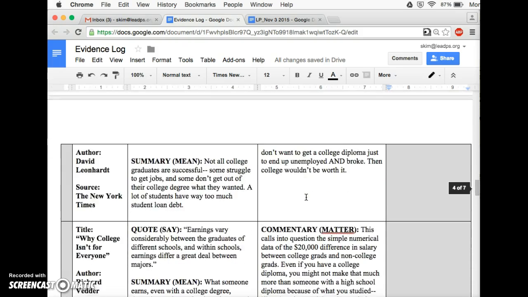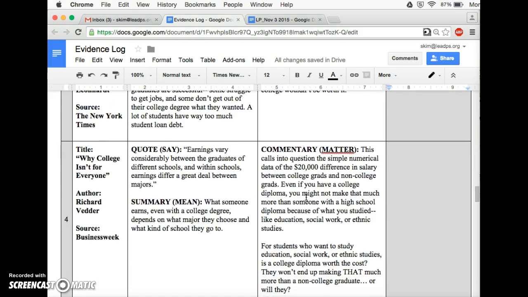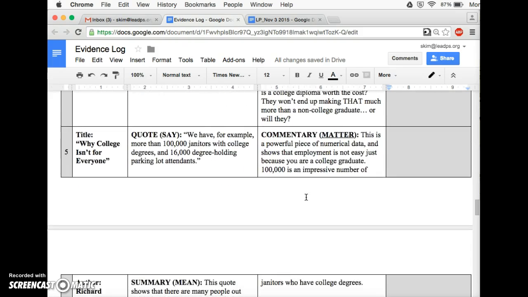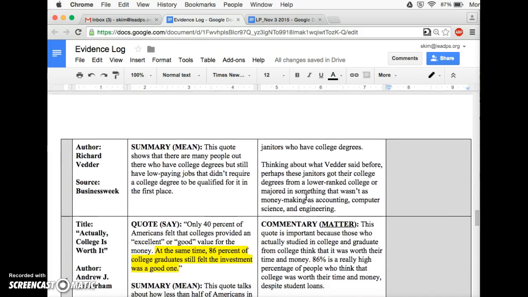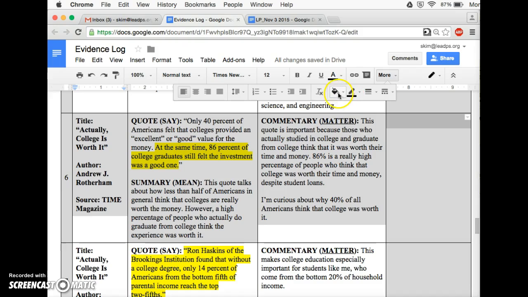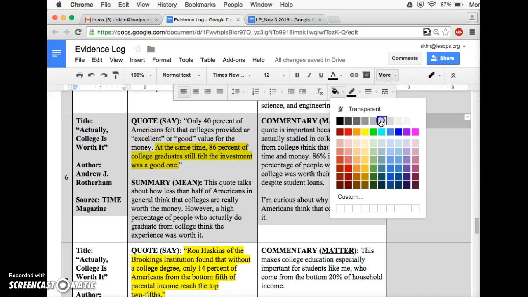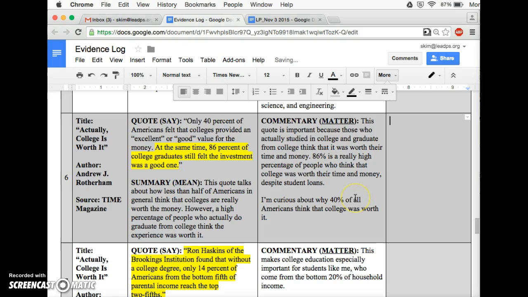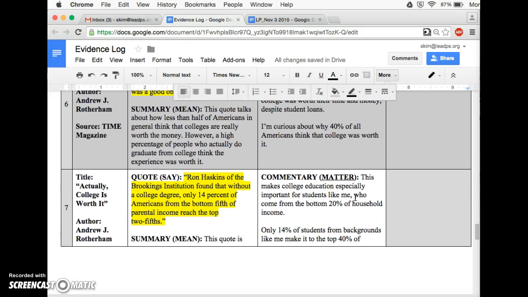Okay. I'm going to look at the other pieces of evidence that I found. I'm only looking at the highlighted part because we're not working on our counterclaim yet. At the same time, 86% of college graduates still felt the investment was a good one. This is a pretty good piece of evidence. I'm not quite sure if it's the strongest that I can find though. Maybe I need to look again. So I'm going to go again here, background color, color it light gray. I'm going to keep reviewing my evidence.